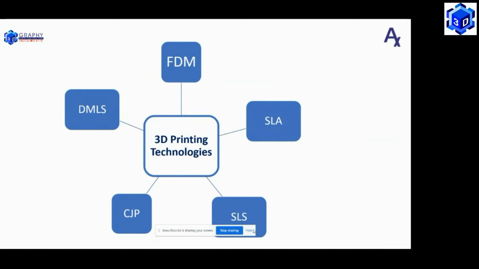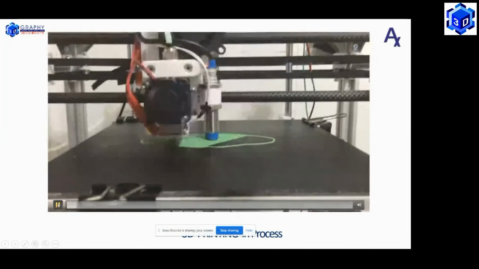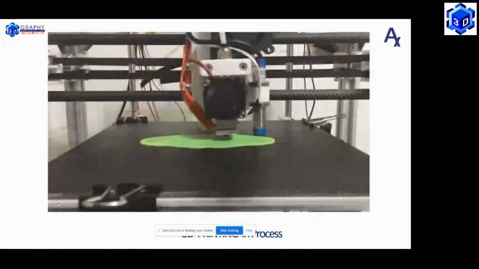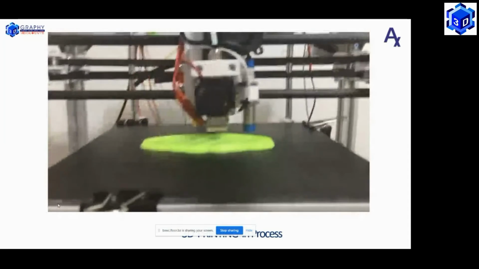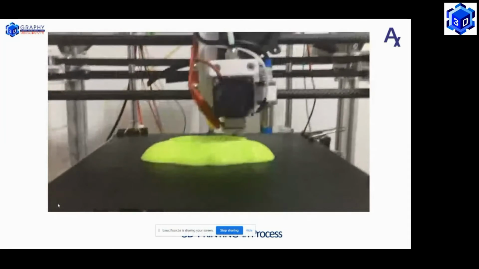Now coming to 3D technology. Each 3D printer runs on the basis of a certain technology. Today we're going to discuss a couple of technologies that are widely used on a day-to-day basis. These are FDM, SLA, SLS, CJP, and DMLS. You're currently seeing an FDM printer in action. The material is oozing off the nozzle and a layer is being laid onto the previous layer.